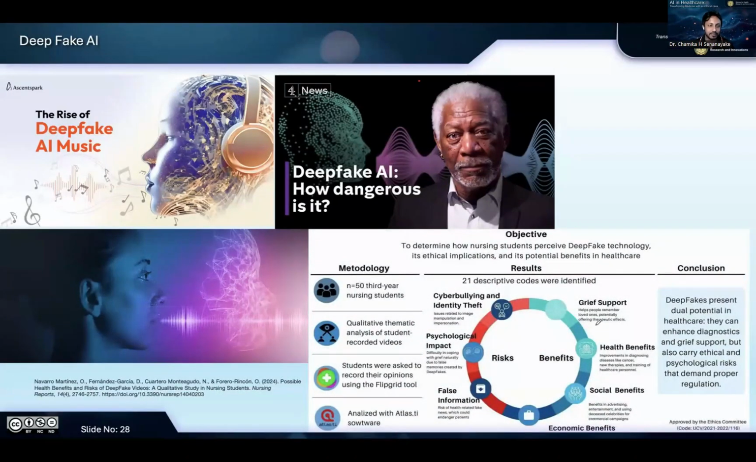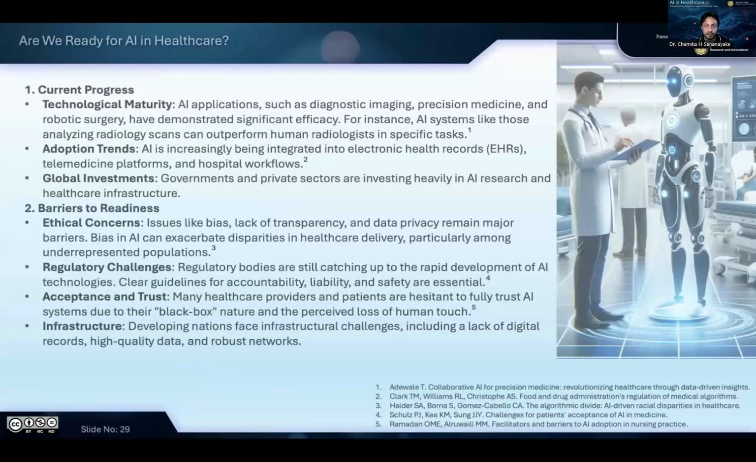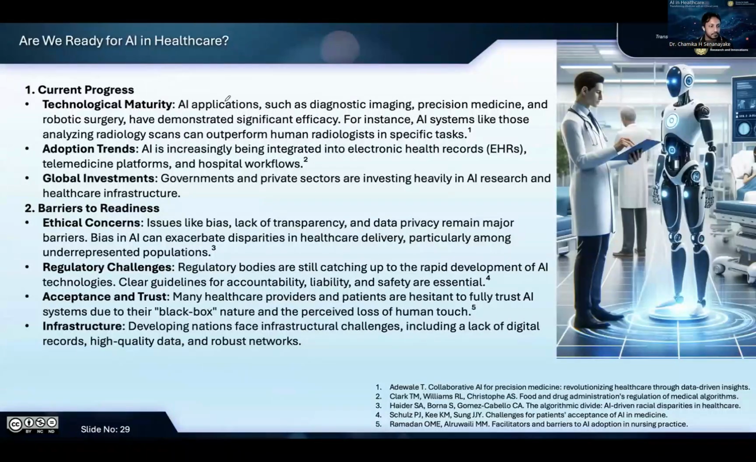When it comes to healthcare, I think there are two arms when it comes to deepfakes. A recent study showed, for example, that deepfake AI has been used for grief support and health and social benefits. And the other way, it has caused false information, psychological impact, cyberbullying and identity theft, as I mentioned before. So the main question is, are we ready for AI in healthcare?